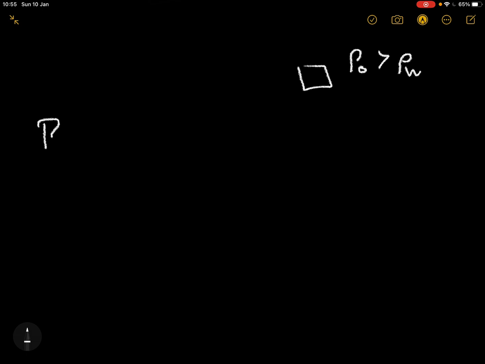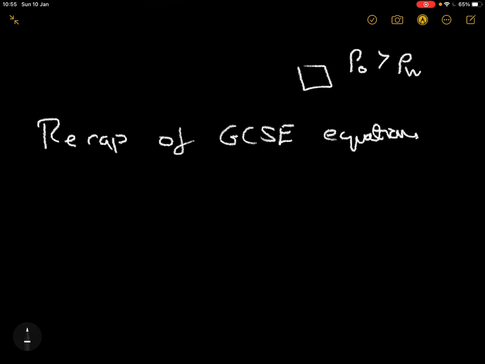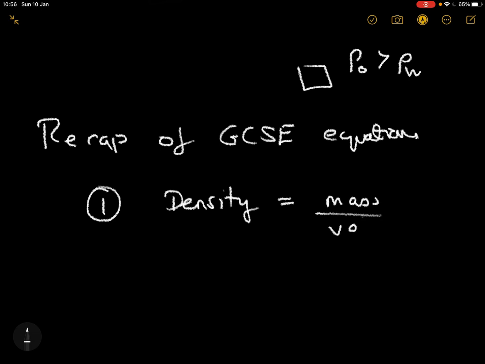So let's have a very quick recap of GCSE equations. The first two are pretty straightforward. The third one I'm going to redefine for you so you see where it's come from. The first is the relationship for density, which is equal to mass divided by volume. Still the same equation, still fairly straightforward.